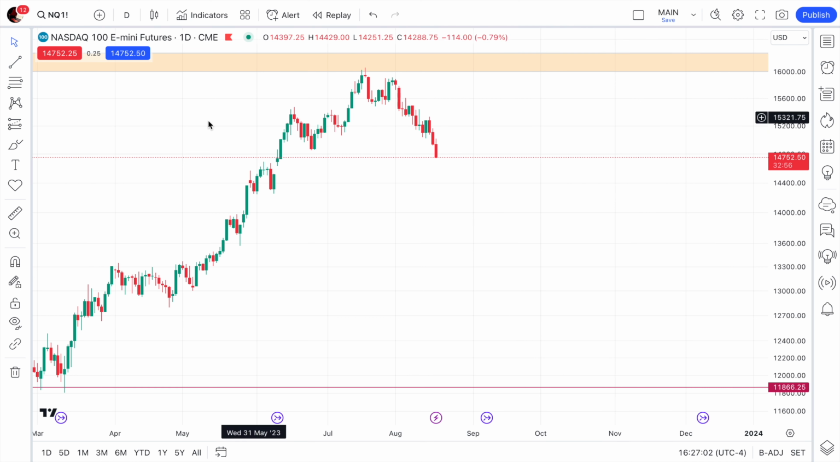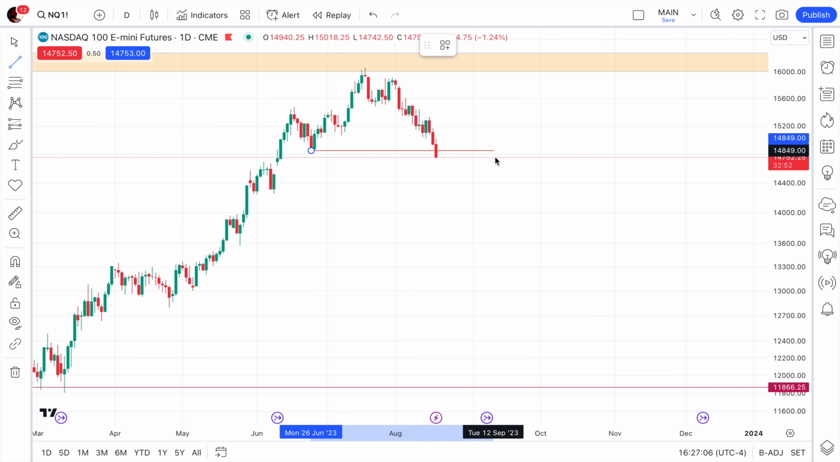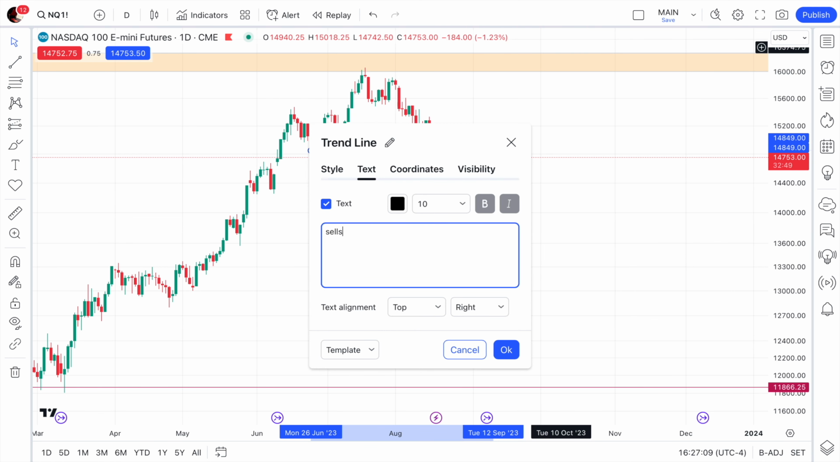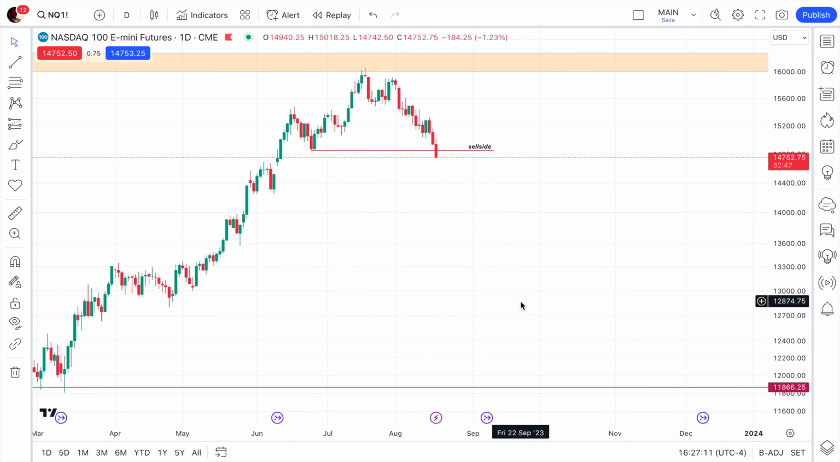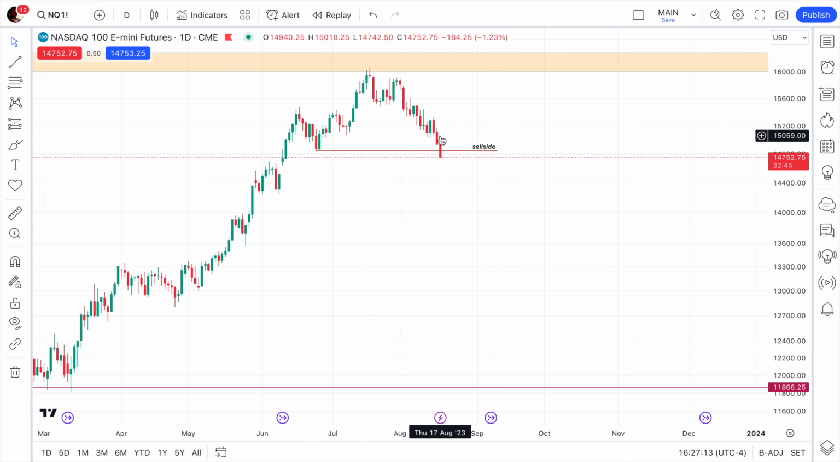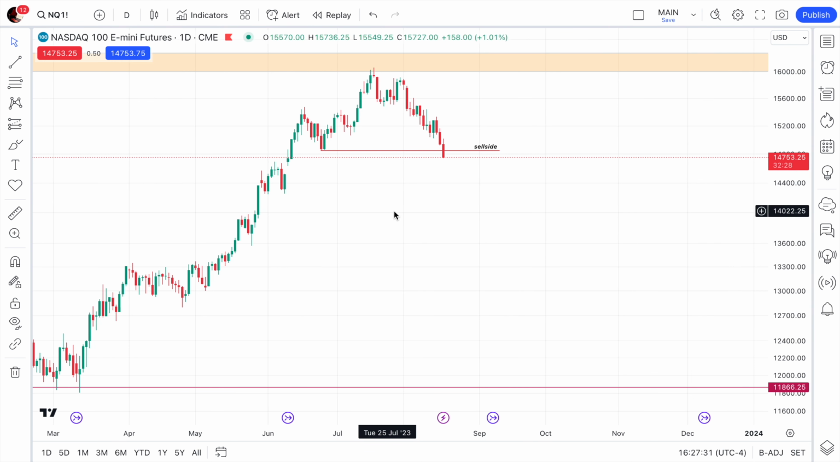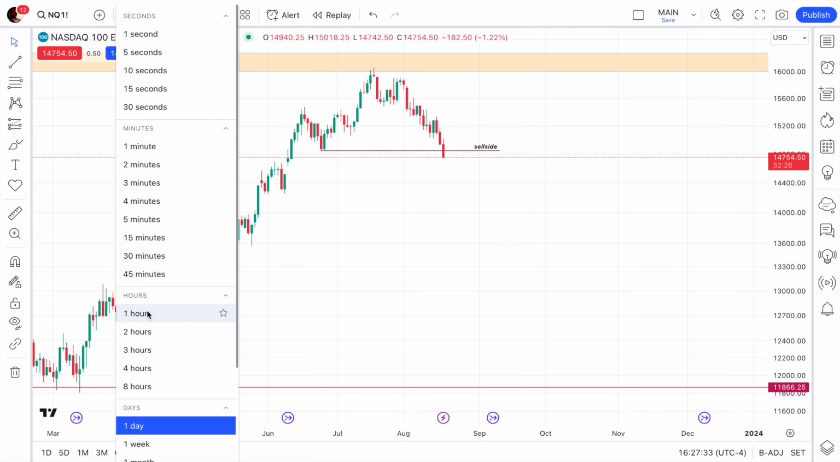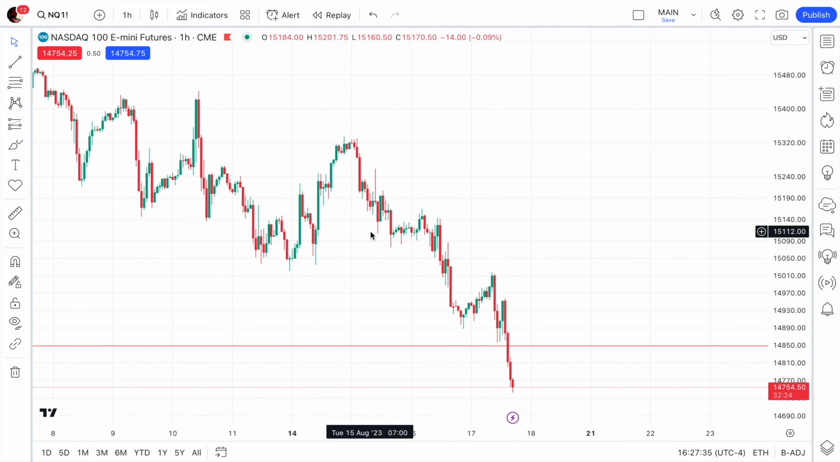If I can draw the line correctly, let's try that again. There we go. So you see we just knifed right through that with ease. If you look at the candle here, we open, trade up right to this order block low, the very low of that. So that's pretty much everything on the daily time frame here. So let's just waste no time and get right down to the hourly time frame.